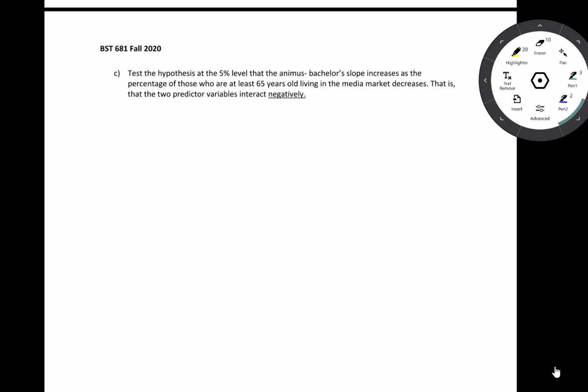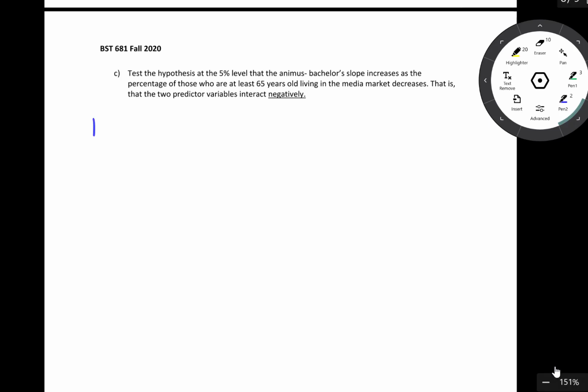Here, we're going to test the hypothesis at the 5% level that the animus bachelor's slope increases as the percentage of those who are at least 65 years old living in the media market decreases. In other words, the two predictor variables interact negatively. Again, the very first thing for this hypothesis test would be to make sure the assumptions are met. But if you've already checked the assumptions for the overall model, then you know that those assumptions are met.